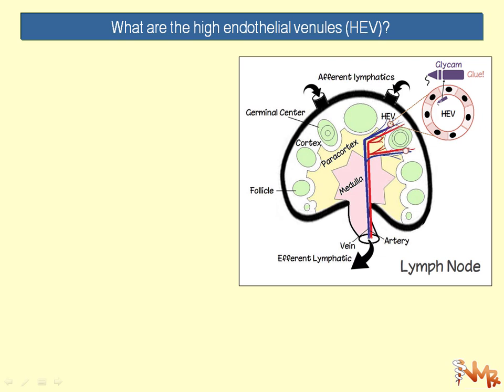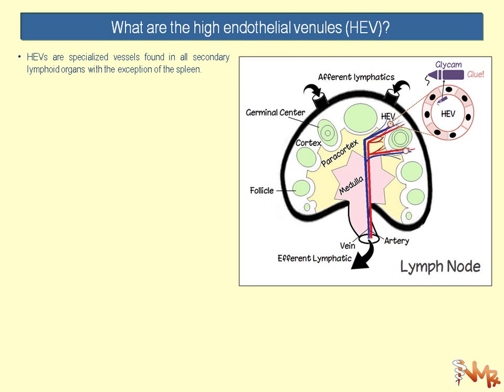I'm sure the question that you have is, what are these high endothelial venules? I'm showing one of those in cross-section, and I'm also showing a glue as a symbol of glycan, and I'm going to be talking about all of these shortly. Also, I'm showing in this diagram a more representative structure of a lymph node, that it has a medullary region, a paracortical region, and a cortical region. And as we're going to see later, the B cells are seen in the cortical regions of the lymph node and T cells in the paracortical region. So let's go through this together.